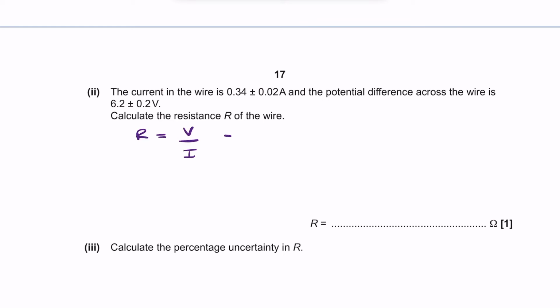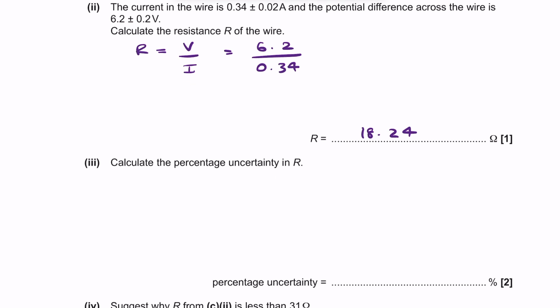Okay, so 6.2 over 0.34, and that gives me 18.24 volts per amp, ohms. Calculate the percentage uncertainty in R. So for percentage uncertainty, I need to work out the percentage uncertainty in I and V and then add them together.